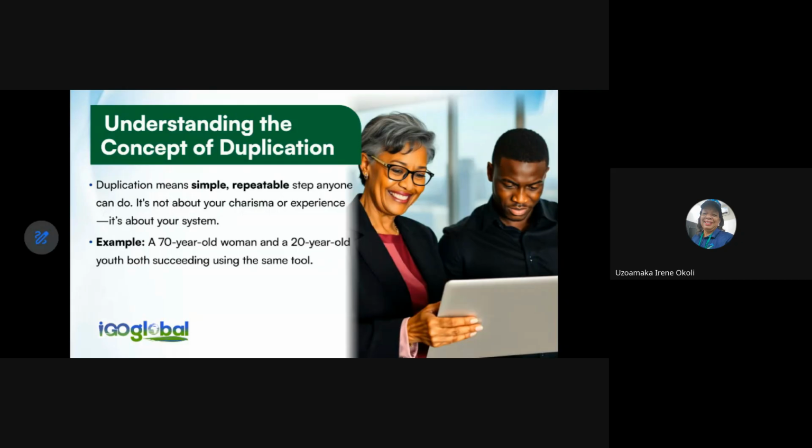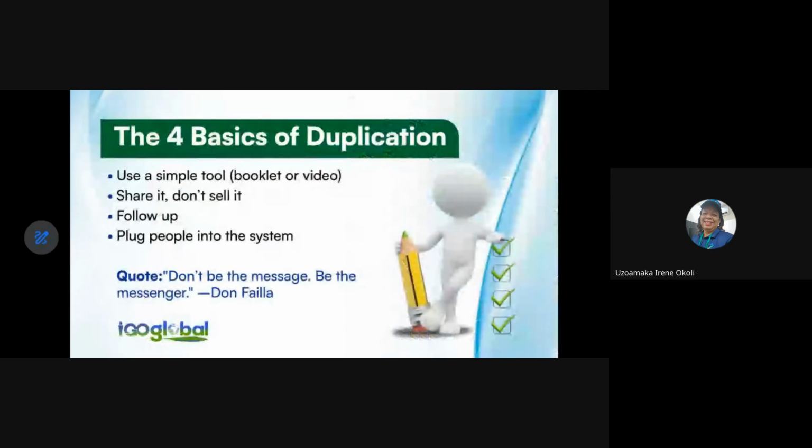Now, if you are in any company and there is no existing system that works, then you are in the wrong company. This is just an example. You can see from the picture illustration a 70-year-old woman and a 20-year-old young man. These two persons are of different age, different experience, and all that. But the point is, they both are succeeding using the same tools. And that is what we want to teach you tonight.